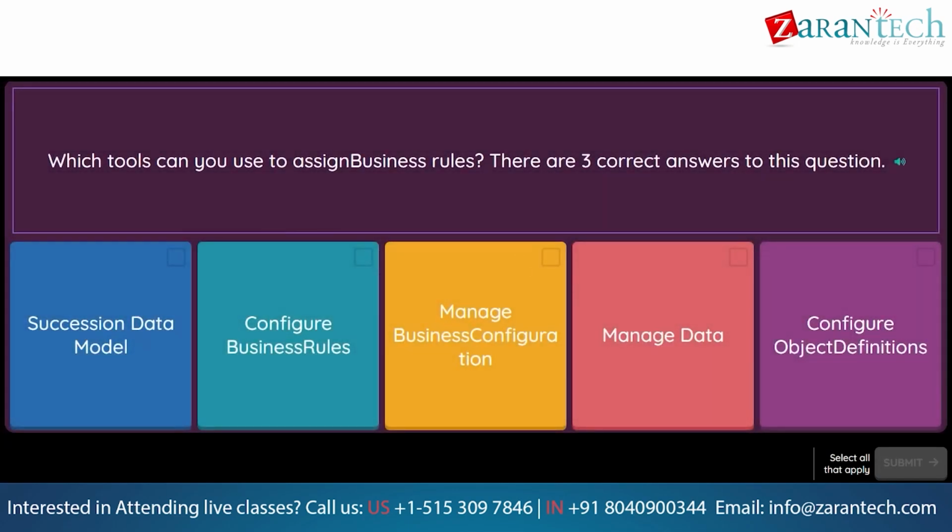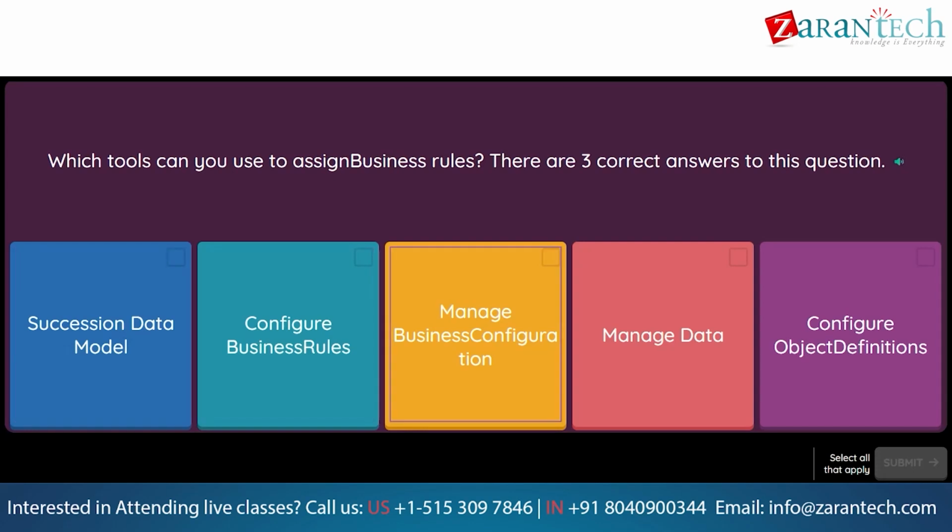Question: Which tools can you use to assign business rules? There are three correct answers to this question. Option 1, succession data model. Option 2, configure business rules. Option 3, manage business configuration. Option 4, manage data. Option 5, configure object definitions.